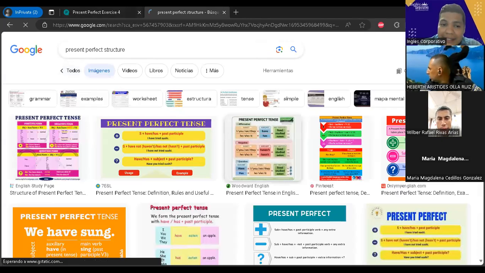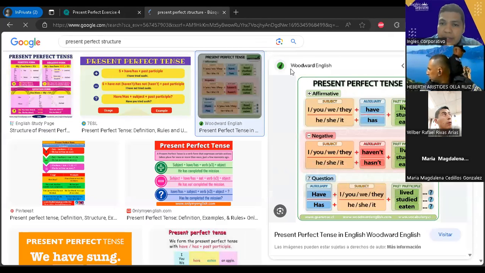This is what I want you to see, right? Take a look at this section right here, you know? Here. All right, good. Those are the auxiliaries. Do you see the auxiliaries? ¿Ven los auxiliares ahí que están encerrando? Or not?